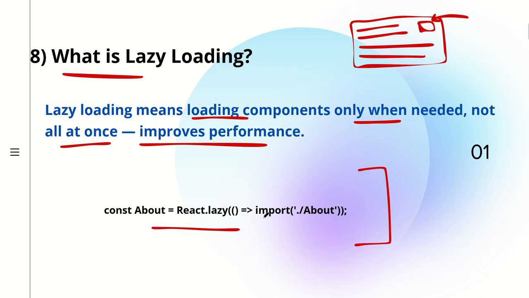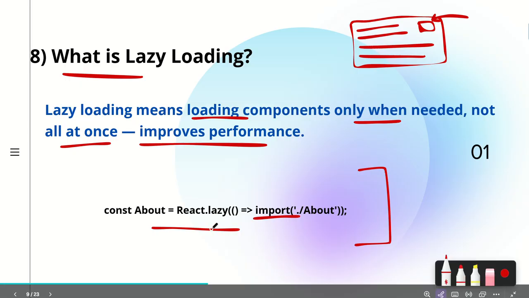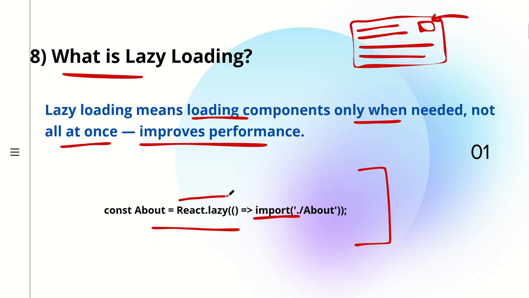This is the syntax in which we are importing the about component only when it is needed. Below we will be using it when we have to call the about file. So here we have used React.lazy. Syntax-wise, there should be a callback function here.